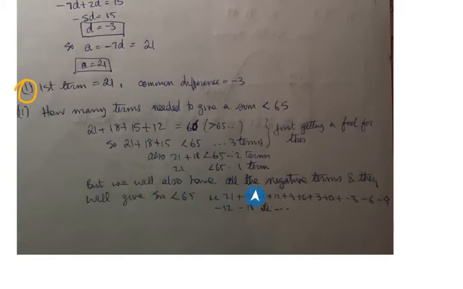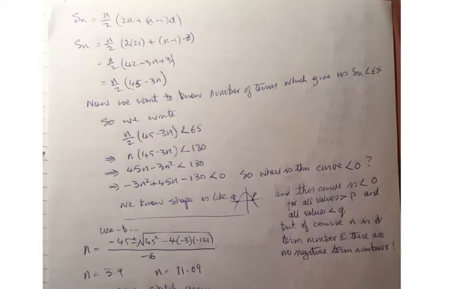So there's a few different values of S of n that will give us less than 65. But we'll also have all the negative terms, and they will give you an Sn less than 65. For example, if we started with 21 and 18 and 15 and 12 and so on, and then you're going to get minus 3, minus 6, minus 9, minus 12, minus 18, that'll go on to minus infinity. So obviously there's a huge amount of those, an infinity of them, that will also give you less than 65. Okay, so let's move on to the next page and see what we do next.